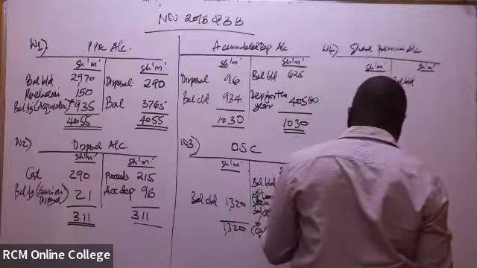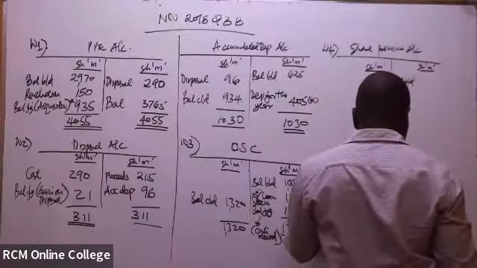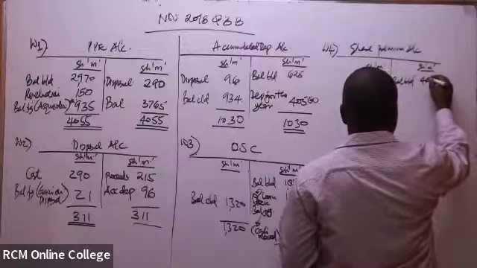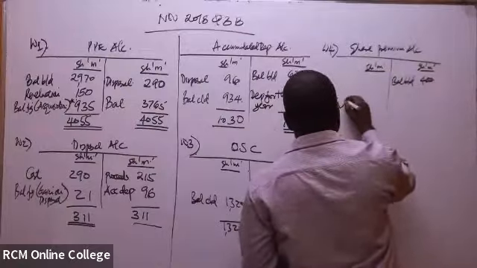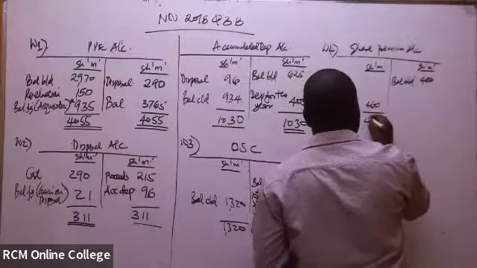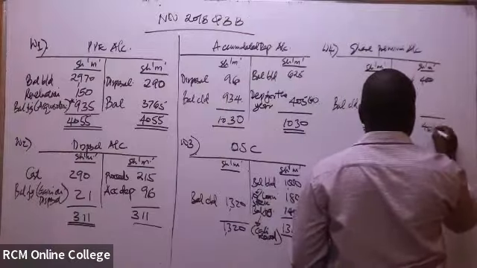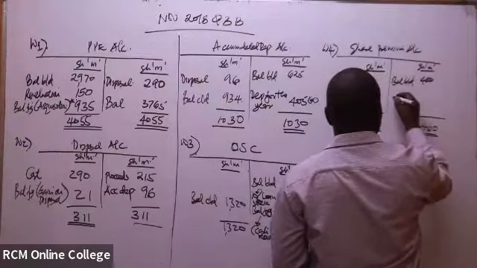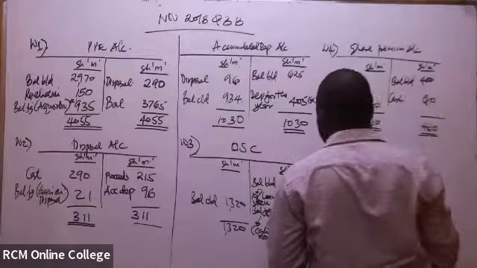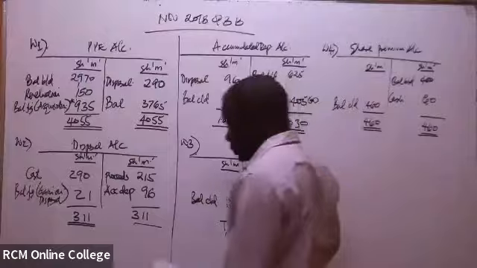The balance brought down for the share premium, you can see, is 400. Then the balance carried down is 460. So 460, then 460, so you have in this case cash of 60. It's just the same concept as that one.